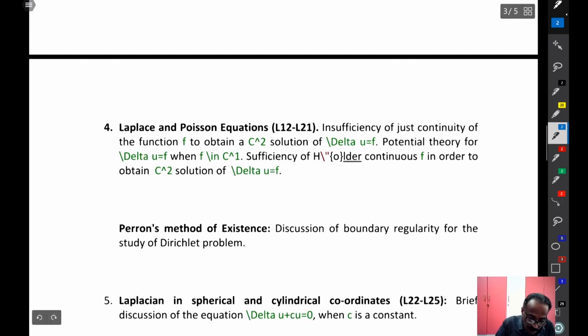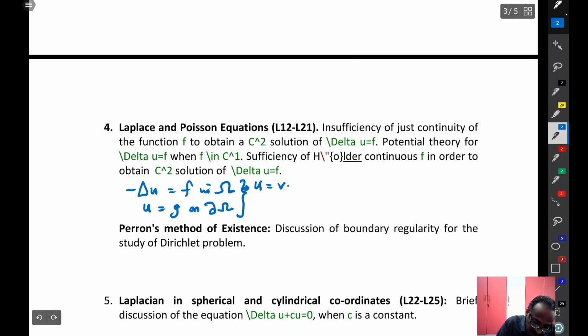So let me briefly tell you what we have done on the Laplace equation. Our aim is to study minus Laplacian u equal to f in a domain omega, with u equal to g on the boundary of omega. And in our first course, you have studied that you can represent the solution as u equal to v plus w. And then you can solve these two equations: minus Laplacian v equal to f, and then v equal to 0. So you split it into two things.